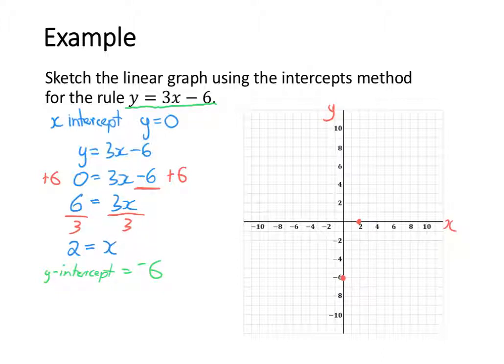Now that I have my 2 intercepts marked, my final step is going to be to join them with a straight line. And I need to label that line with the rule provided in the question. So y equals 3x minus 6. And that is how I can draw a linear line on a Cartesian plane using the intercepts method.